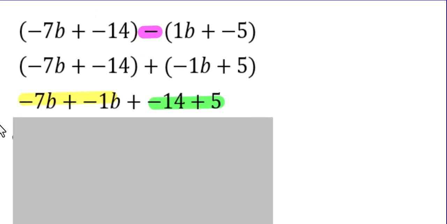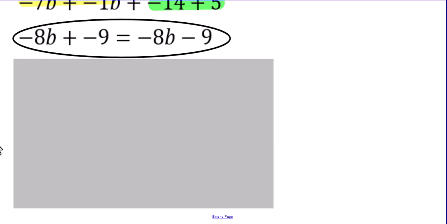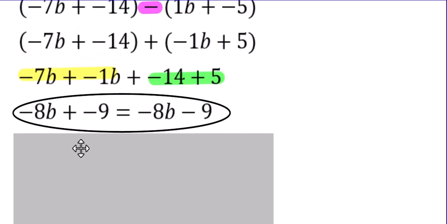Negative 7 plus negative 1 for the b's is negative 8b. Negative 14 plus 5 is negative 9. Now you can write it as negative 8b plus negative 9. You can also rewrite it as negative 8b minus 9. Both are correct.